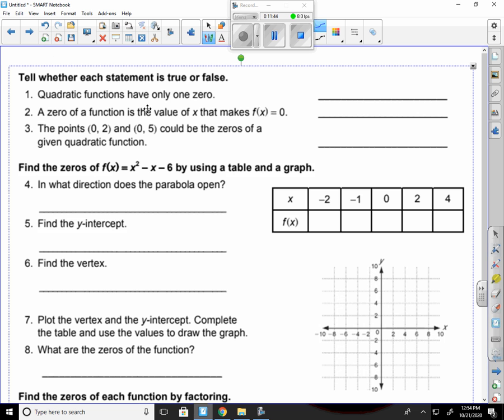Quadratic functions have only one zero. That's false. The majority of the time they cross the x-axis, which gives them two zeros. It would be a 0 here and a 0 here. A 0 of a function is the value of x that makes it f of x equals 0. That's true. The points 0, 2, and 0, 5 could be the zeros of a given quadratic. That's false because the y's are not 0. In this case, the x's are zeros. They have to have the y's be zeros in order to be the zeros of a function.